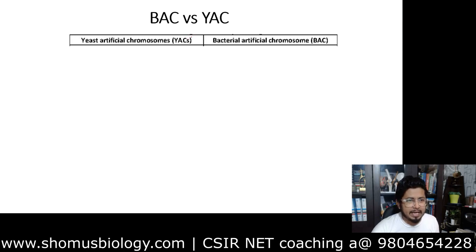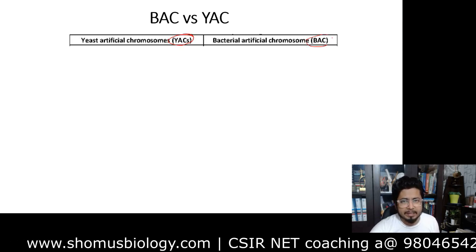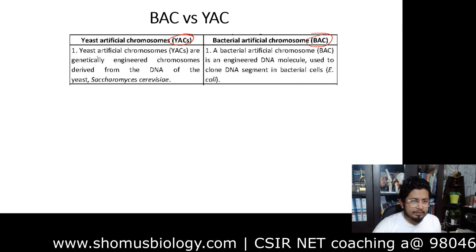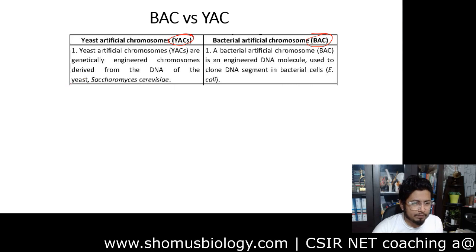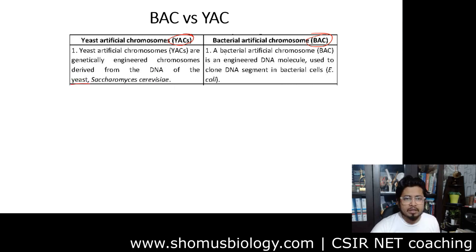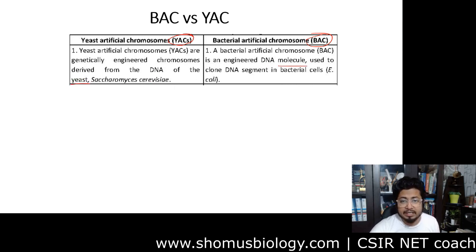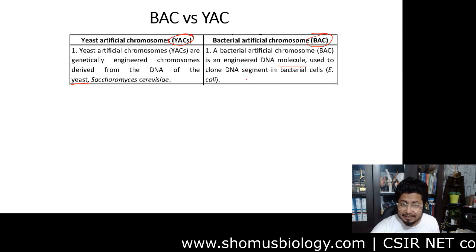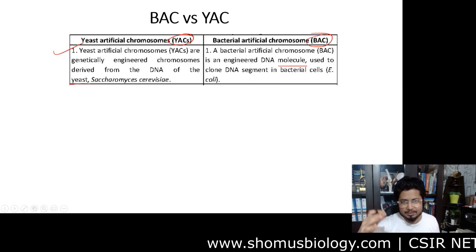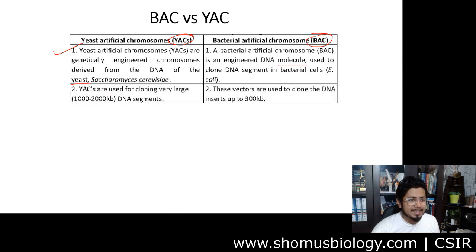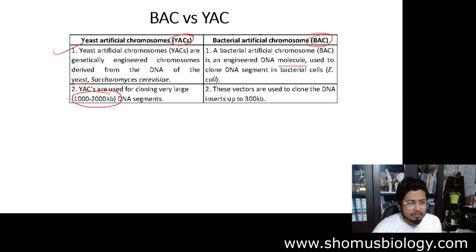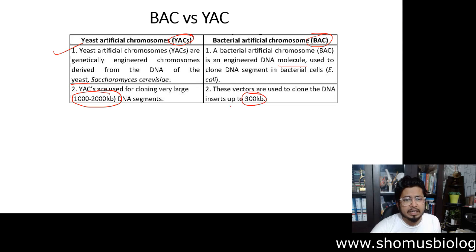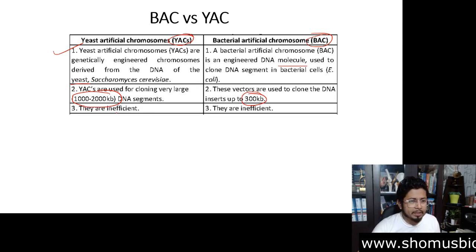On the left-hand side we have yeast artificial chromosome, on the right-hand side bacterial artificial chromosome. The very first thing is that yeast artificial chromosomes are genetically engineered chromosomes derived from the DNA of yeast Saccharomyces cerevisiae, whereas a bacterial artificial chromosome is an engineered DNA molecule used to clone DNA fragments in the bacterial cell. This is what I just said in the last slide. YACs are used to clone very large DNA fragments, 1000 to 2000 kilobases long, while bacterial artificial chromosome can hold up to 300 kilobases of DNA fragment.